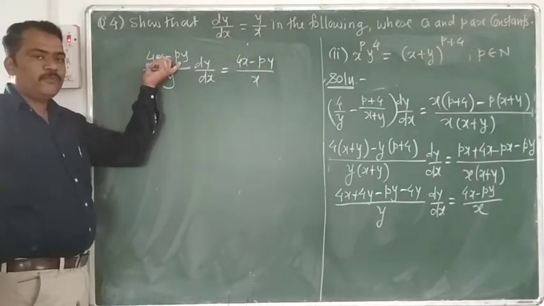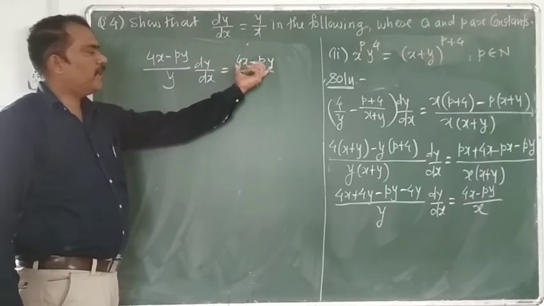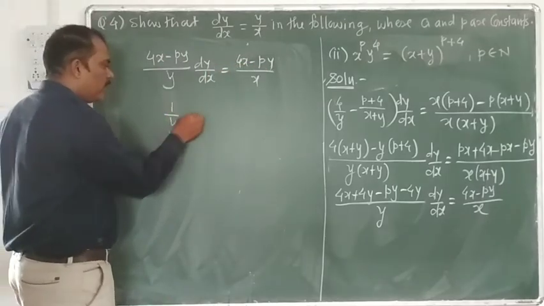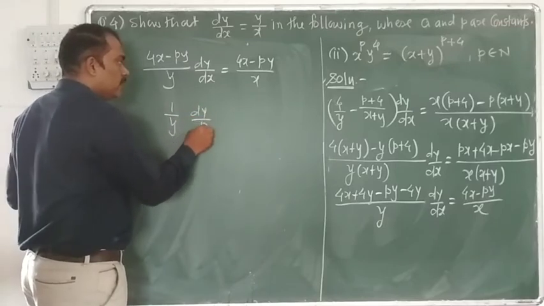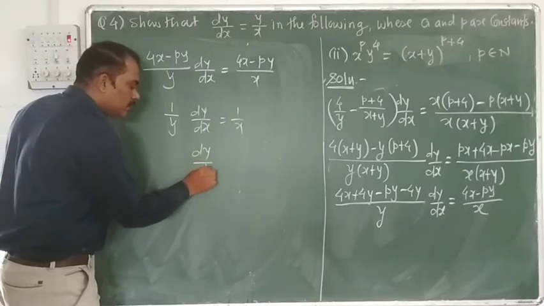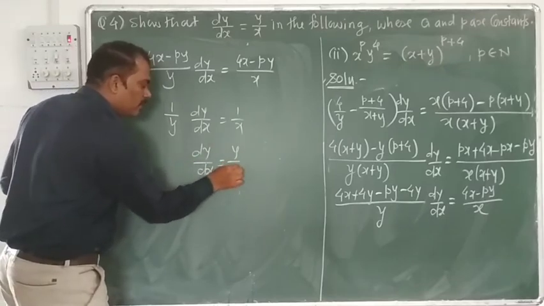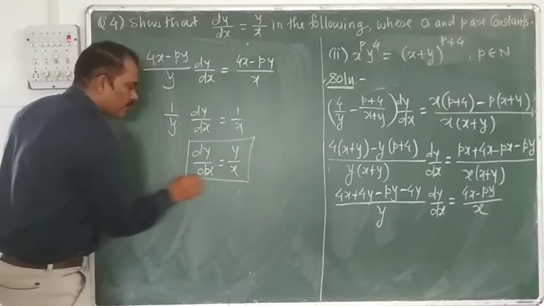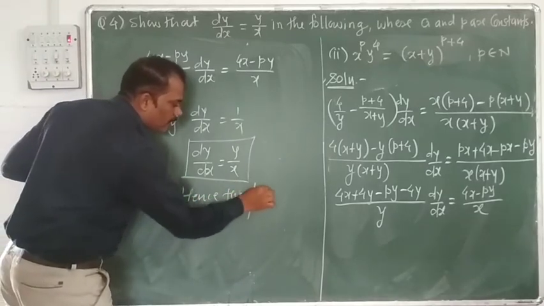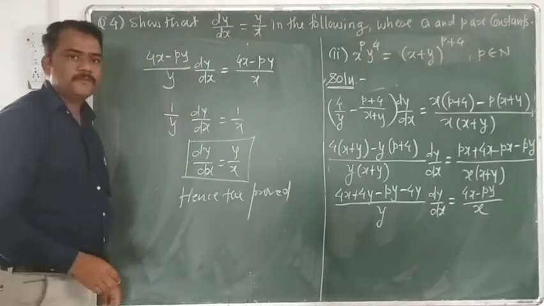In the numerator 4x minus py, here also 4x minus py, so they cancel on both sides. So 1 upon y dy by dx is equal to 1 upon x, that is dy by dx is equal to y upon x. Hence the proof.